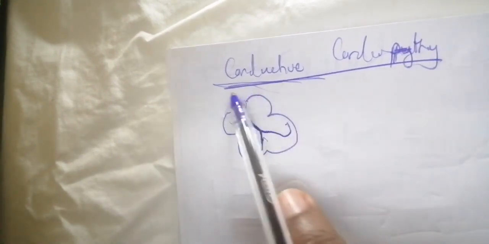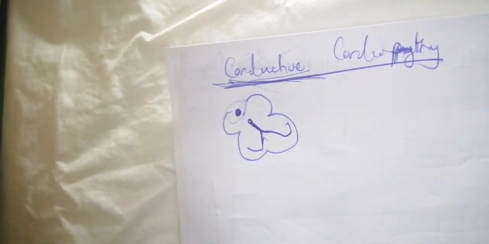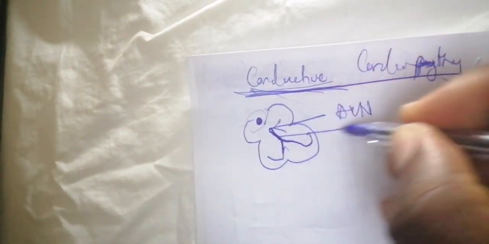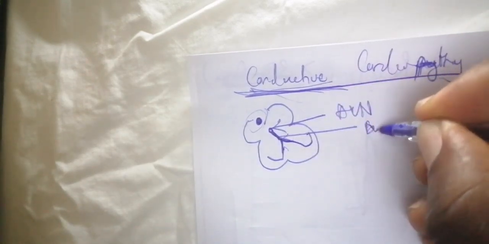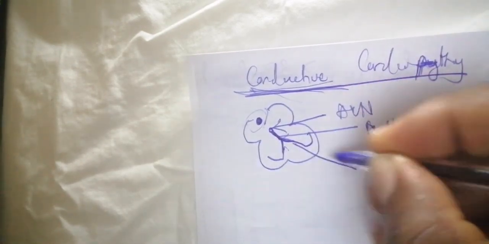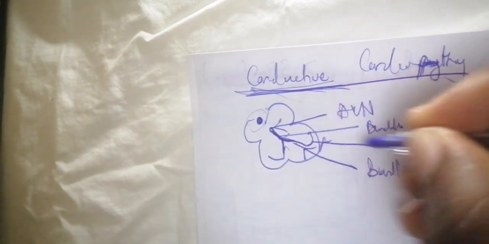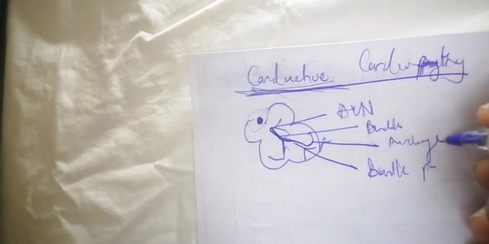Is it clear? So conductive cardiopathy is any disorder that is associated with a reduction in the heart rate. Any heart disorder resulting in a bradycardia is going to be associated with these conductive cardiopathies. So it's going to be associated with the AV node. You have one for the AV node, one for the bundle of His, one for the bundle branches, and another one for the Purkinje fibers.